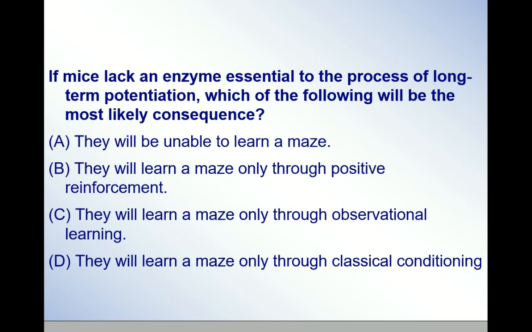All right. If mice lack an enzyme essential to the process of long-term potentiation, which of the following will be the most likely consequence? All right. So long-term potentiation has to do with memory. So the answer is they won't be able to learn how to run a maze. They won't be able to remember it.